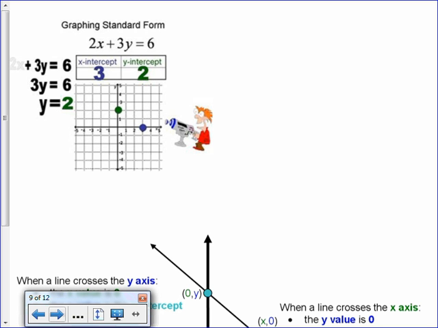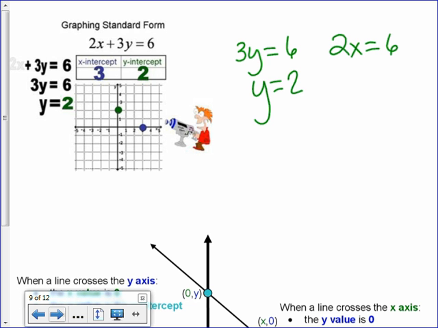Graphing 2x plus 3y equals 6. Here we go. 3y equals 6, and 2x equals 6. Y equals 2, and x equals 3. So on the y-axis, I'm going to put a dot at 2, and on the x-axis, I'm going to put a dot at 3, and then I'm going to connect those. Okay? That is review of graphing when we have standard form and slope-intercept form.